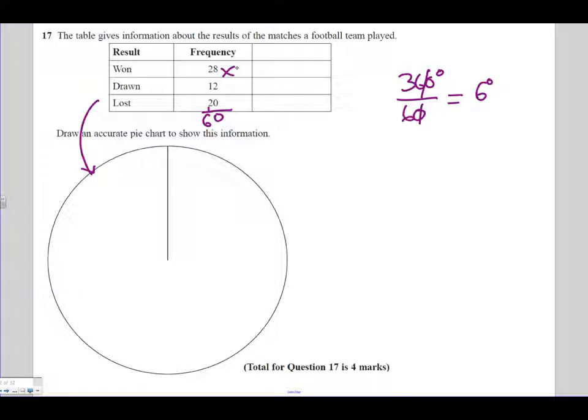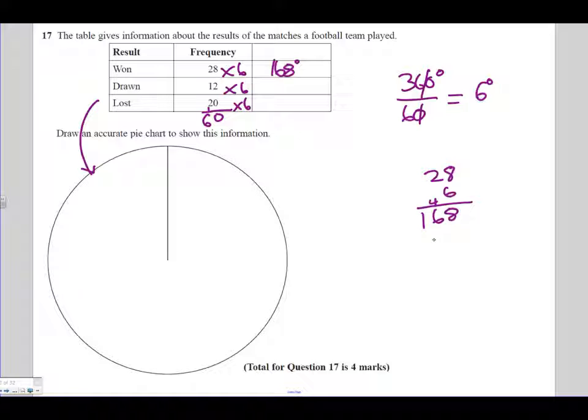So we need to go back to our frequency table and multiply each of our frequencies by 6 to work out the angle we need to plot for won, drawn and lost. So let's start with won. 28 times 6. So 6 8s are 48. Put down the 8, carry the 4. 6 2s are 12, plus the 4 is 16. So that's an angle of 168 degrees we need to plot for won.